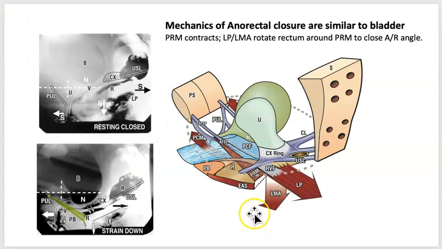The mechanics for anorectal closure are very similar to the bladder, a little bit different. Puborectalis muscle contracts, levator plate and LMA stretch here the rectovaginal fascia, and they stretch the rectum backwards and rotate it downwards to close the anorectal angle.